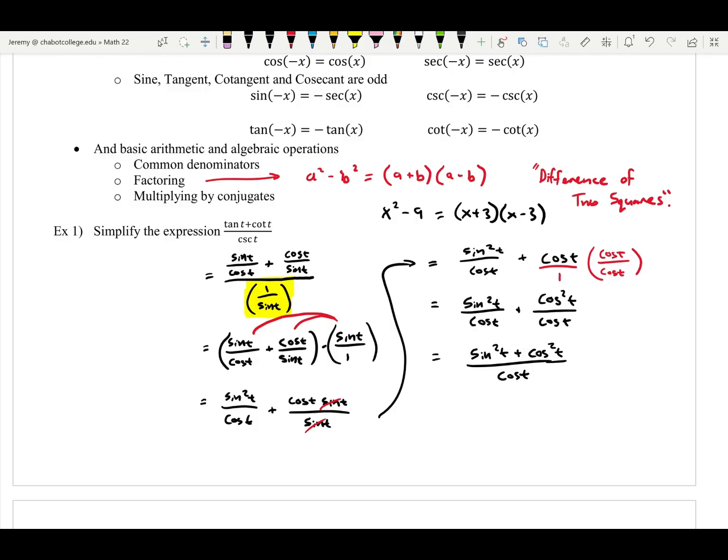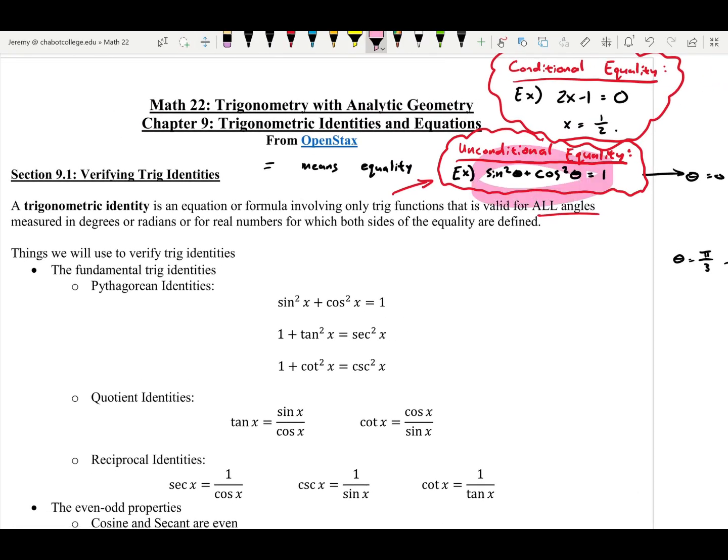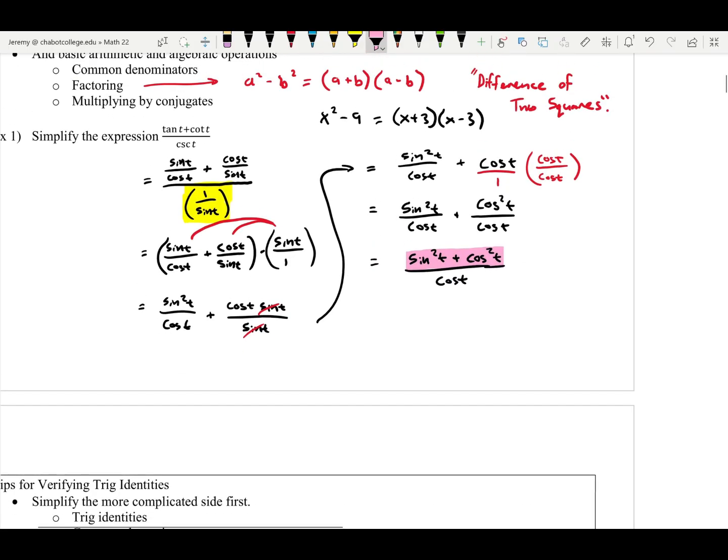what I'm seeing here. Mainly, I'm really happy to see this numerator. Sine squared t plus cosine squared t. This should look really familiar. This should ring a bell for you. This is the same as 1. Because remember this identity that we were talking about up here, sine squared anything plus cosine squared anything is going to be equal to 1. So I can just substitute in a 1 for that numerator.